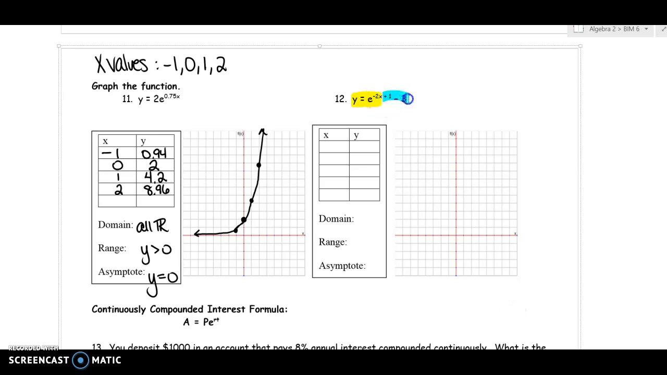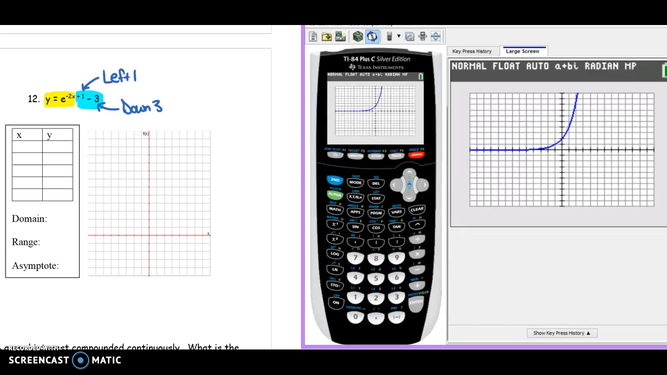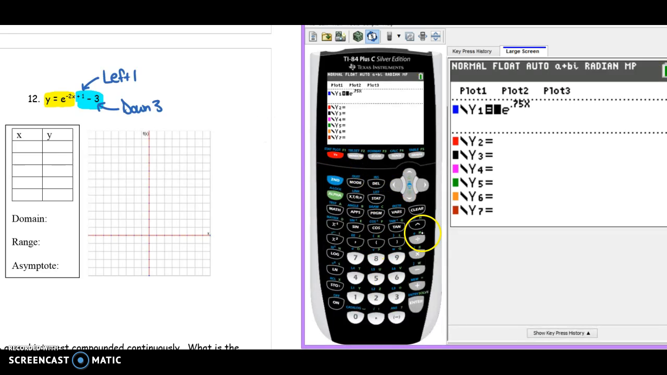Anything that happens after the x is going to tell you how to move those points. So the +1 is going to tell us to move all of the points left 1. The -3 is going to tell us to move all of the points down 3. So the yellow part, that's the part that we want to put into the graph. So let me move this over. So y equals e raised to the -2x.